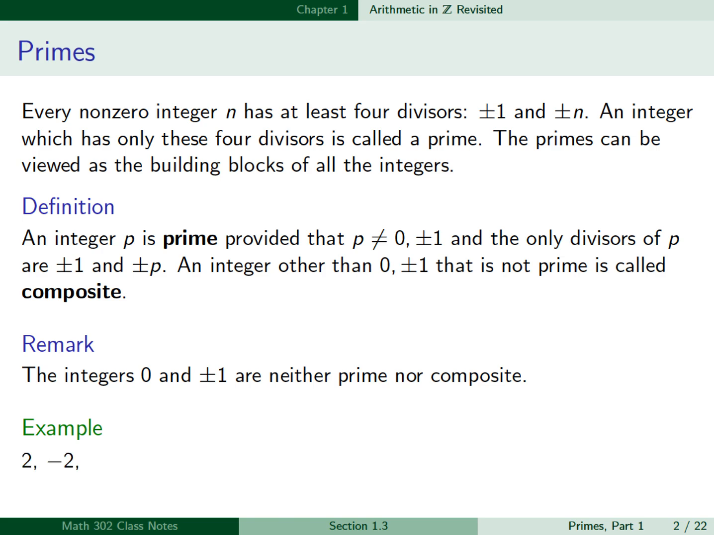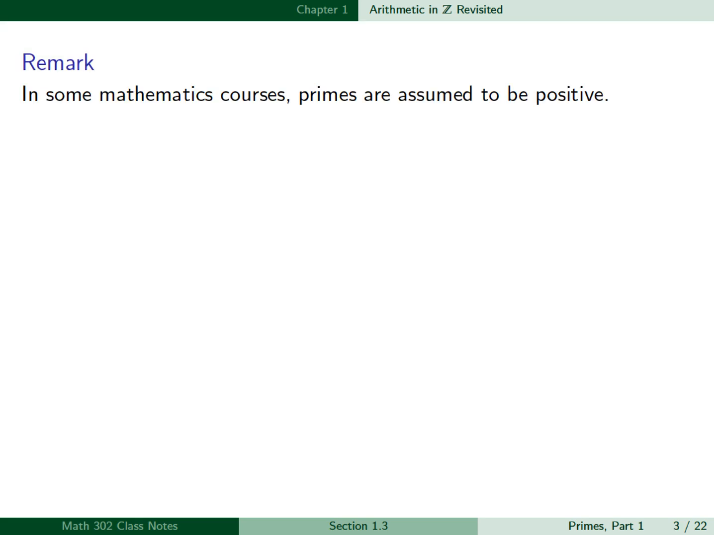For a quick example, 2, minus 2, 3, minus 3, and 5, minus 5 are all primes. Now, note that in some mathematics courses, primes are assumed to be positive integers. In this course, however, negative integers may be prime.